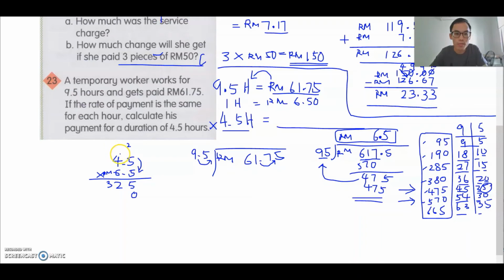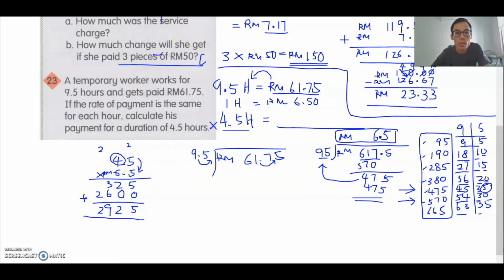Okay, now we use 4 to multiply, to times. Just now we use 5, right? 4 times 5 is 20. You write 2 here. 4 times 6 is 24, plus 2 is 26. Okay, total is, this one you have to add them up. Okay, then we want to put our decimal point.